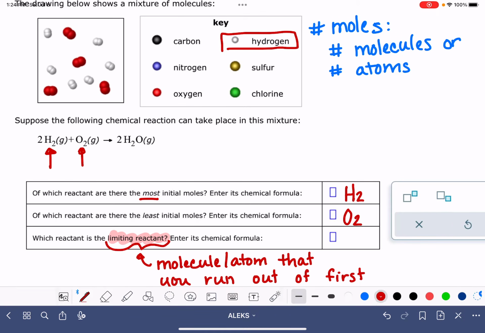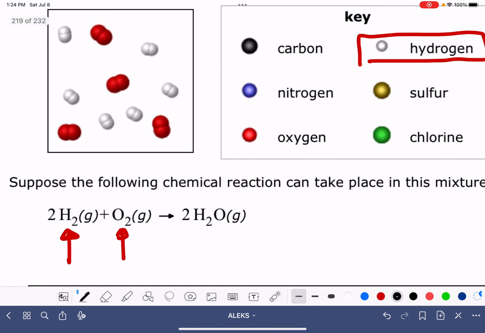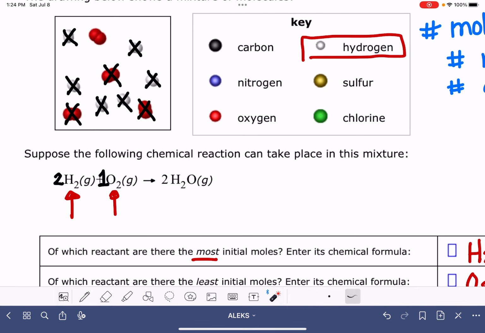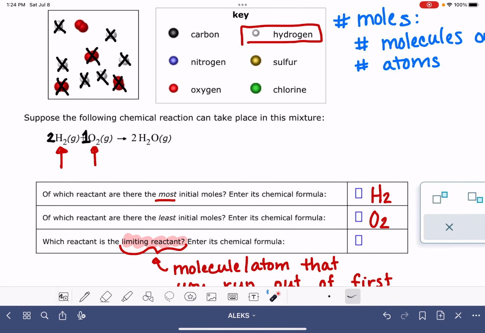So let's just go like this. Based on the chemical reaction that we're looking at, for every 2 hydrogen molecules, which are the ones in white, I'm going to use up 1 oxygen molecule. So these 3 substances are all going to react together at the same time. And let's do that again for another set. For every 2 hydrogens, I'm going to use up 1 oxygen. And we've got a little bit more we can do. For every 2 hydrogens, I'm going to use up 1 oxygen. And then I'm done. At this point, even though I have more oxygen left, I have run out of hydrogen and I cannot continue to perform this reaction.